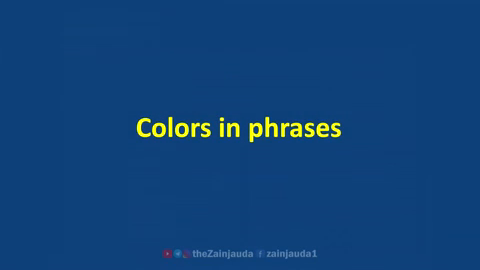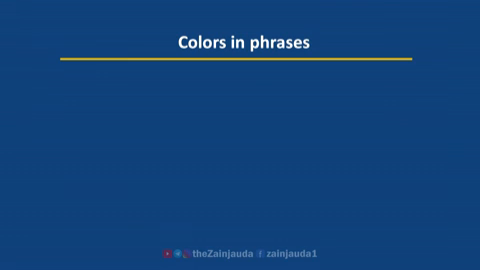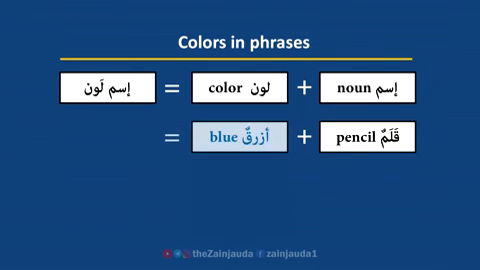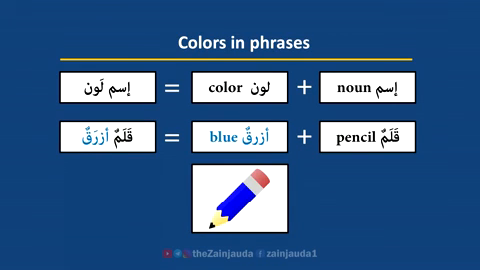Now let's see how to use colors in phrases. A color is just like an adjective. It is added to a noun, so in order to describe the color of a noun, we add the color after the noun. So, اسم, which is noun, plus لون, which is color, becomes اسم ولون. Our first example is قلم plus أزرق becomes قلم أزرق.